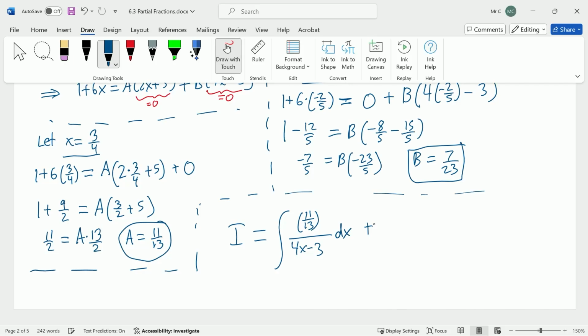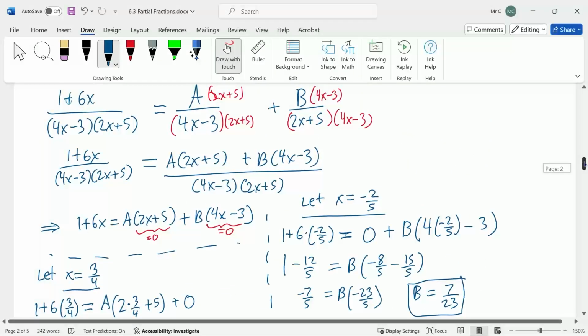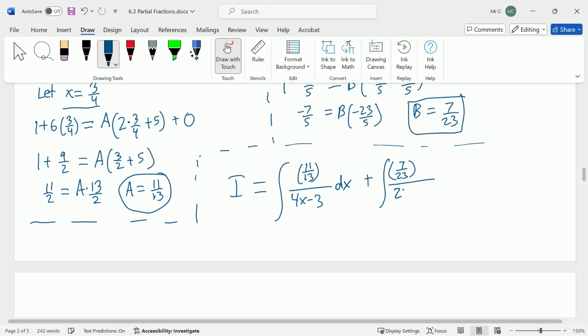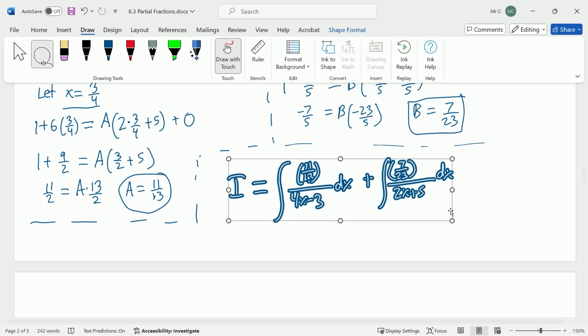plus the integral of 7 over 23 over, and our other factor was 2x plus 5 dx. Now I'm going to shrink this down just a little bit since I didn't give myself a whole ton of room.